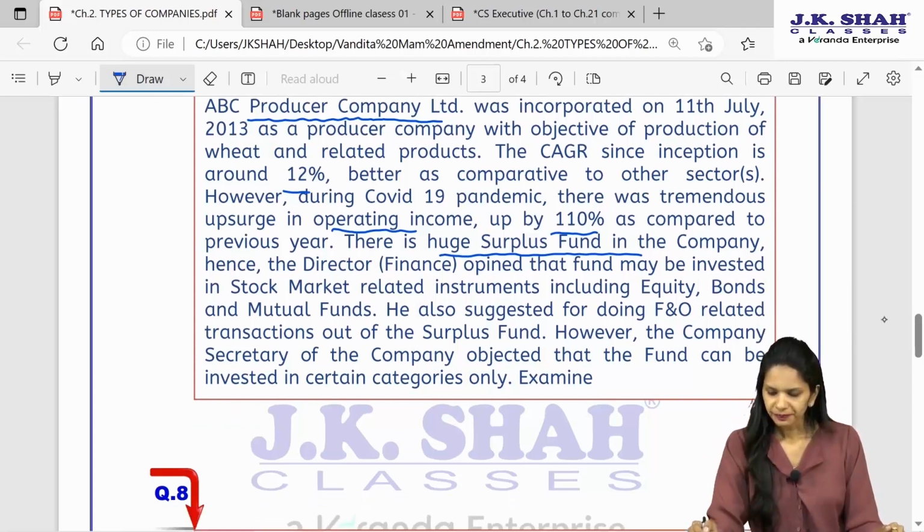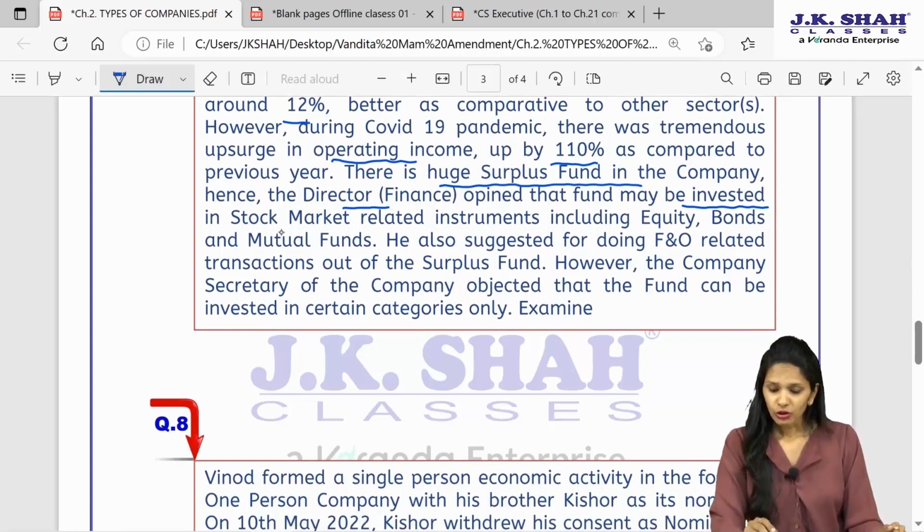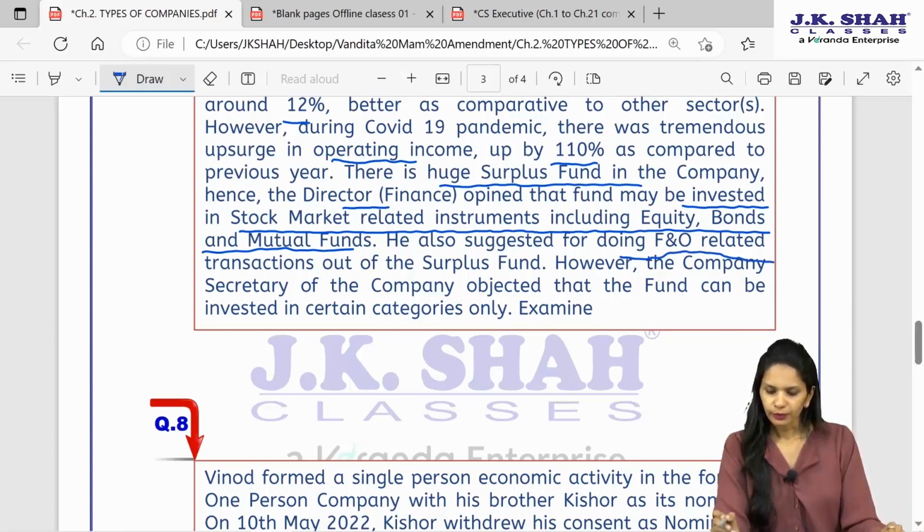Okay, so there is a huge surplus fund in the company, hence the director opined that the fund may be invested. See, now this is the question coming up, right? So in stock market related instruments including equity, bonds and mutual funds. So they want to invest. Where do they want to invest? Stock market related products, that is equity, bonds and mutual funds. He also suggested to do FNO. FNO is futures and options.